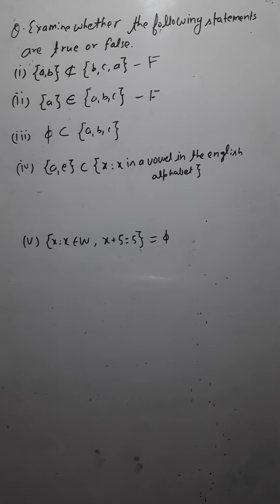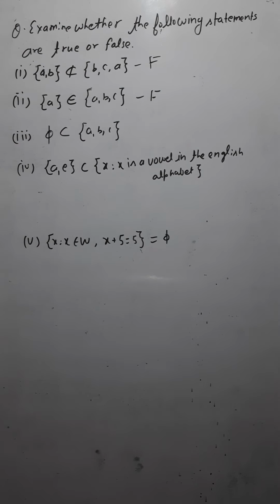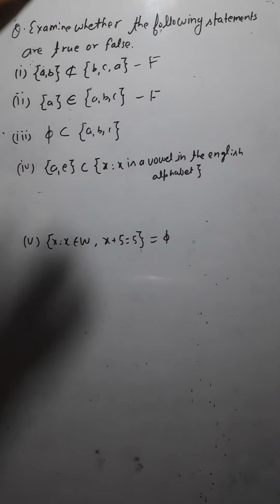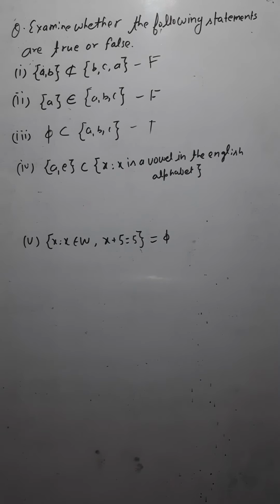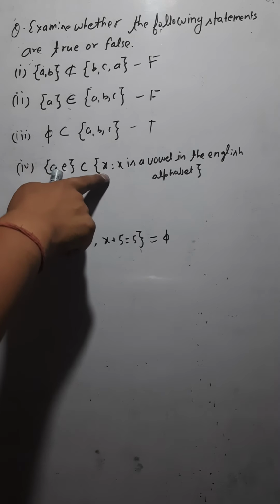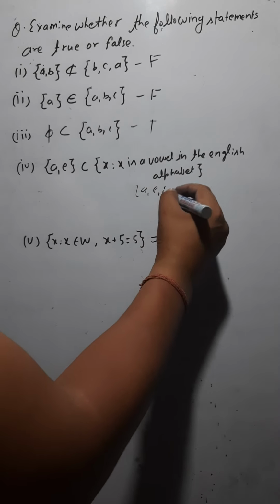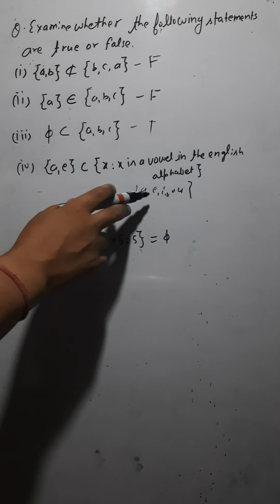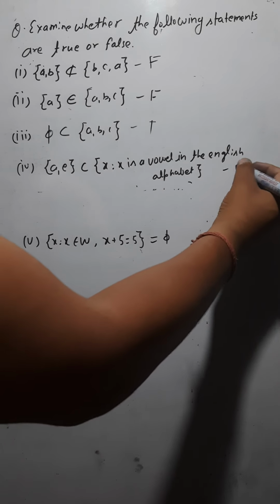Then the third one is, phi is a subset of this given set. Yes, phi is an empty set, isn't it? So the empty set is a subset of every set. Whatever set you are taking, the empty set would be a subset of that. So it is true. Next one, you have a set having two elements {A, E}, and is it a subset of the set of elements such that x is a vowel in the English alphabet? What are the vowels? A, E, I, O, U. So A and E are here also. So yes, it is a true statement.